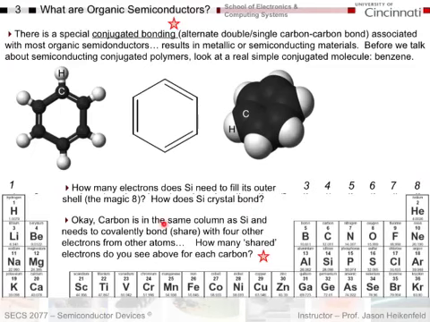Now, carbon is in the same column as silicon, so we know it also wants 4 electrons to get to 8. But how many shared electrons do you see above here? Well, remember, I've got carbon-hydrogen bonds here, so that changes this scenario. This is an organic material because I've got the carbon-hydrogen bonds.